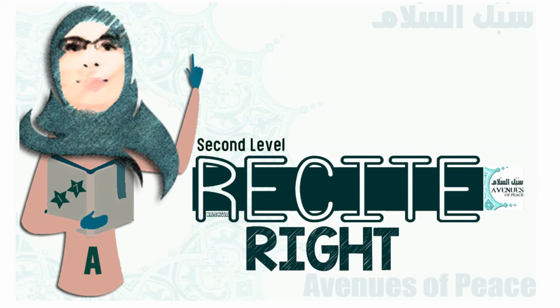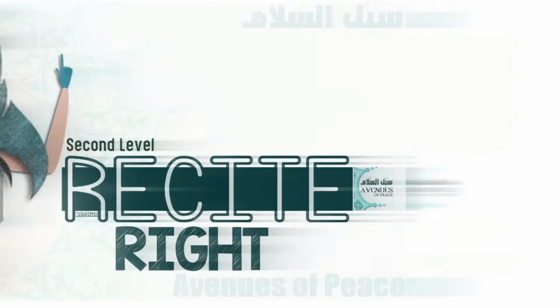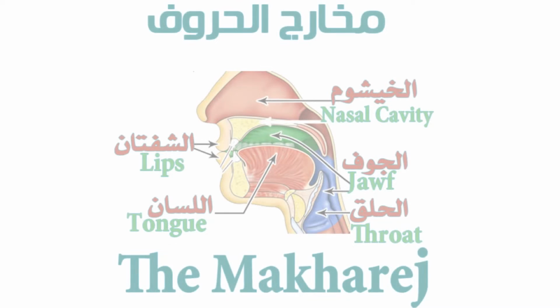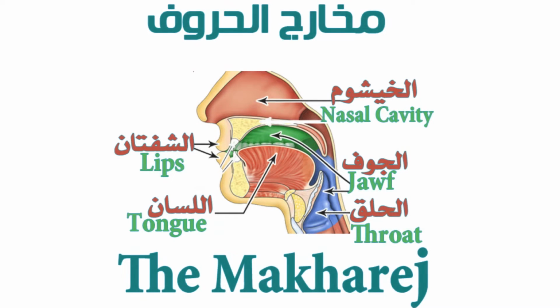Actually, this video and the next video will be stats. We will express the letters' information in numbers, because we want to define which are the strong letters and which are the weak ones based on the characteristics they have. First, I would like to remind you of مخارج الحروف, the مخارج, and we have five major ones.